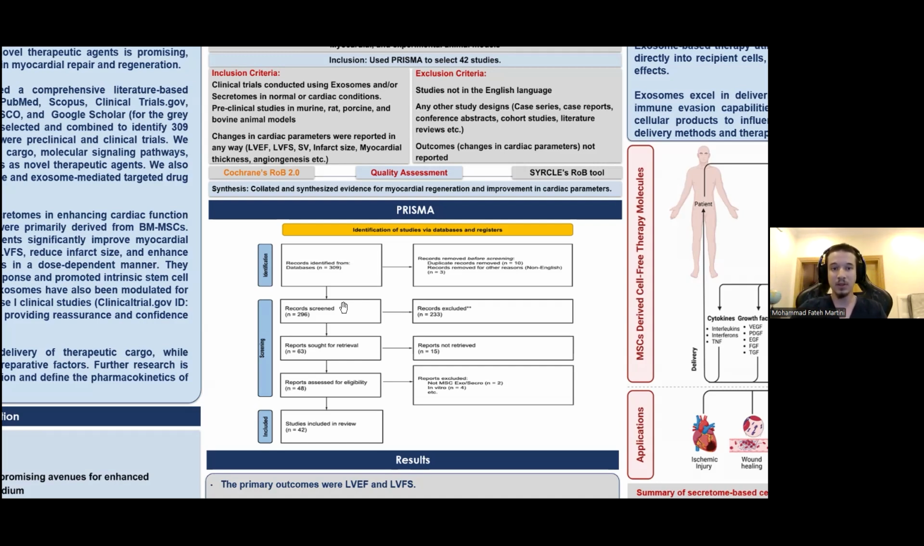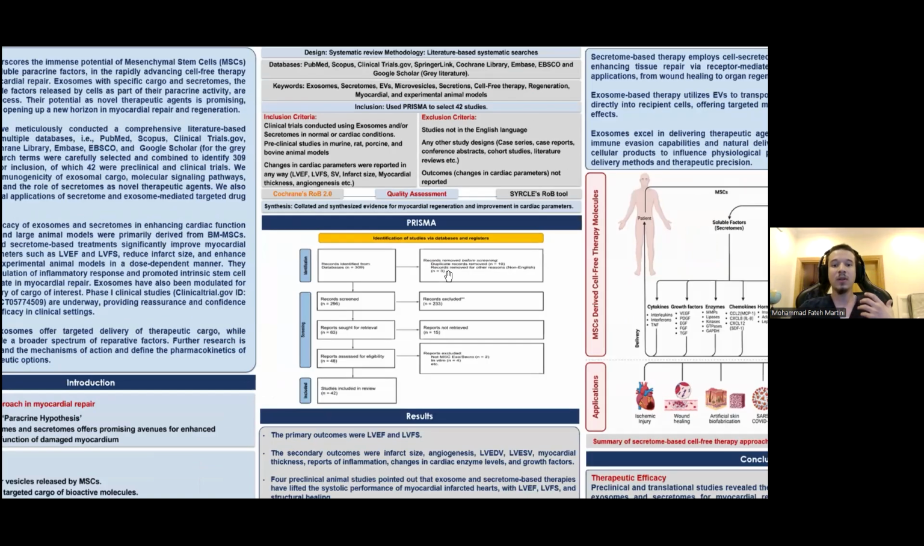Since we conducted a systematic review, our results were primarily qualitative in nature, not quantitative. We used a lot of different cardiac parameters on the basis of which we collated and synthesized evidence for myocardial regeneration. I will talk about those results and cardiac parameters in a second.